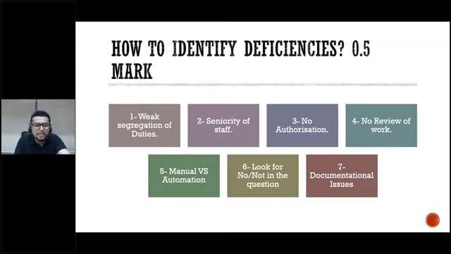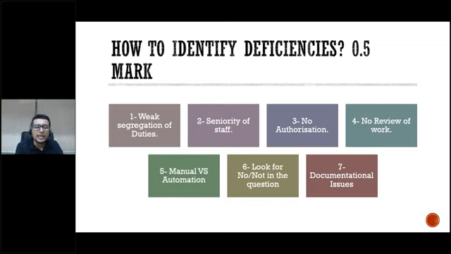How to identify deficiency? The first methodology of identifying deficiency is to look for lack of segregation of duties. What do I mean by weak segregation of duty? If a complete chain of events or sequence of highly interrelated activities is performed by one single individual, that individual could commit a fraud or an error. But because that individual is involved in everything, the committed fraud or error will not be identified, and this is a deficiency in the system.